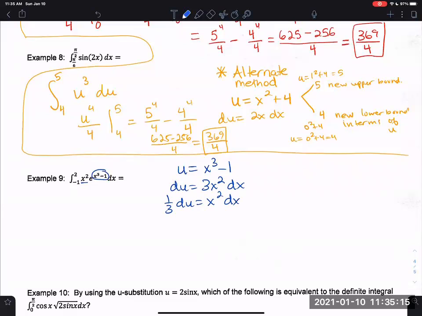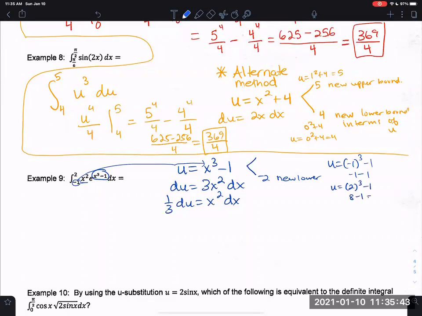However, if I'm going to do the alternate method, my new lower bound, if I plug in -1, right? If I take -1 and I plug it in there, I get u is equal to -1 cubed minus 1. So what's -1 minus 1? -2, new lower. And if I plug in 2, 8 minus 1 is 7. Is my new upper bound.